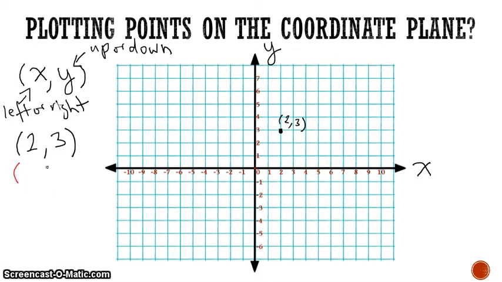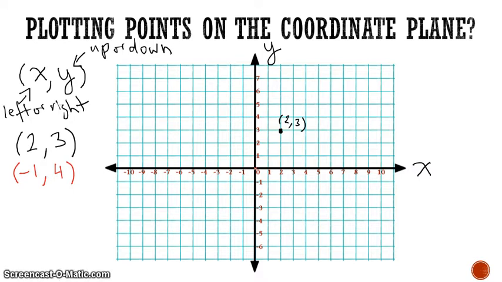Let's do this one now. Try plotting this one on your own. What if I said go (-1, 4)? So see if you can find that. Remember, the first number is left or right, second number is up or down. So give it a try, come back and check it.